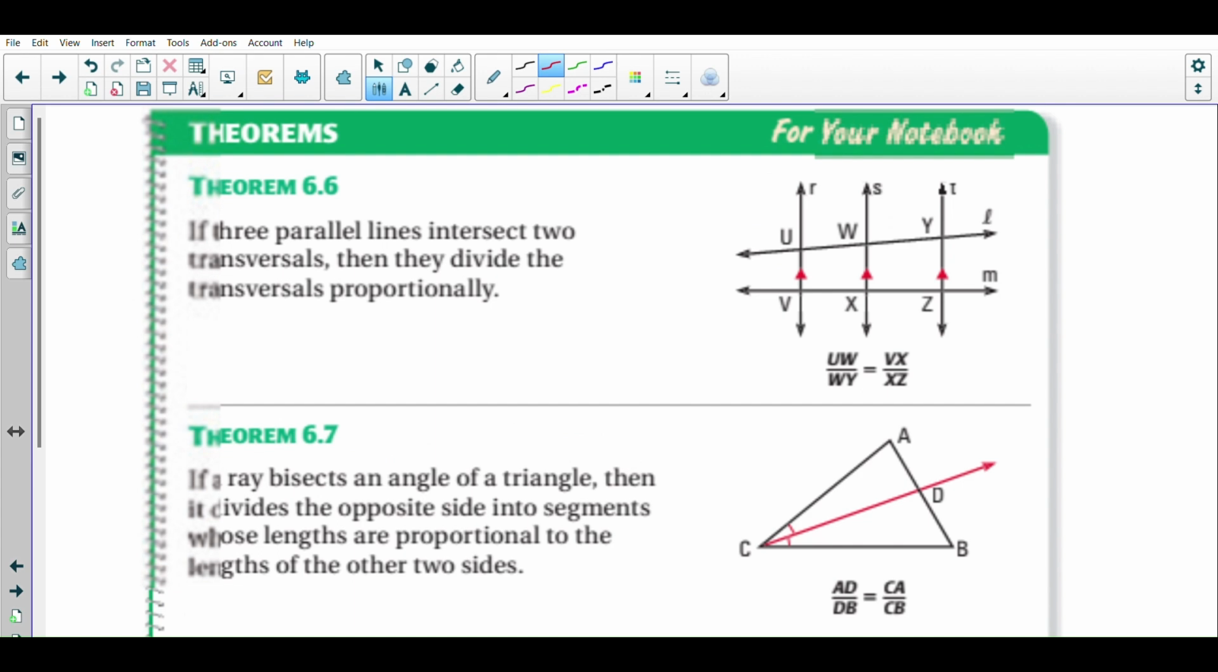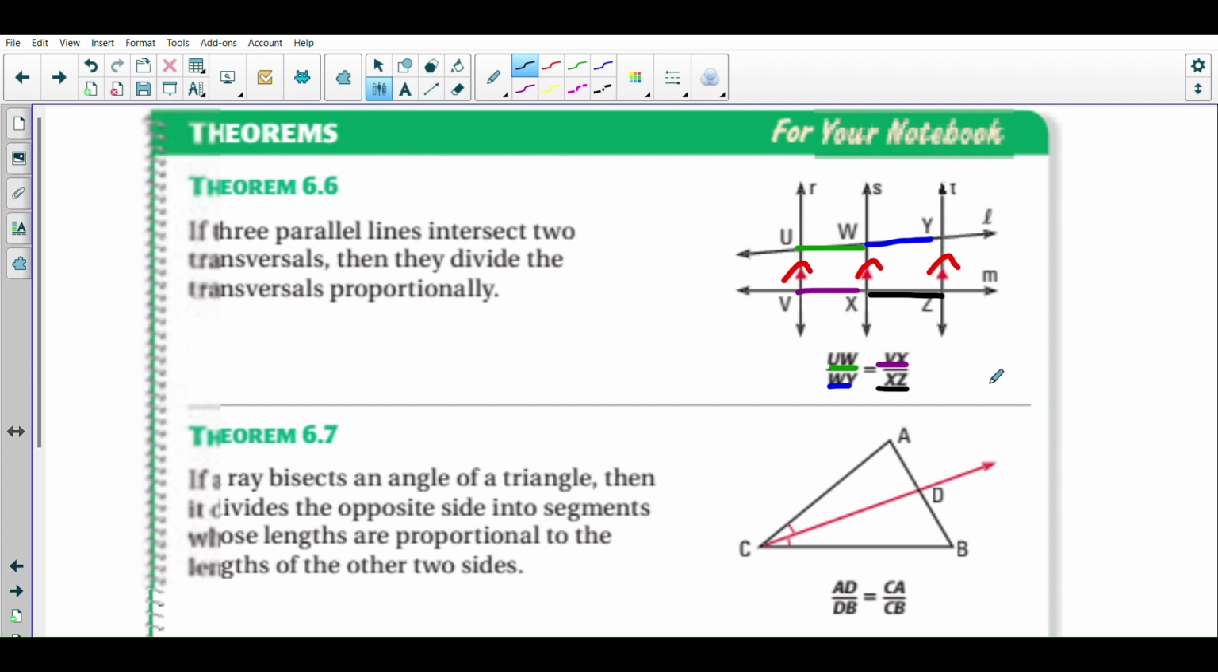Next couple of theorems. If three parallel lines intersect two transversals, then they divide the transversals proportionally. So notice all three of these lines are parallel, and that tells us the broken parts. So UW over WY is equal to VX over XZ. That's all it says. It's breaking those parts up, and they're proportional as long as those lines are parallel.